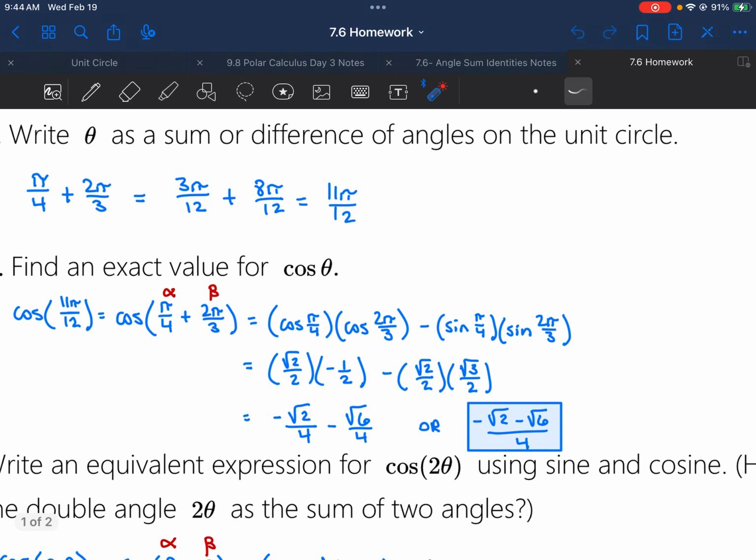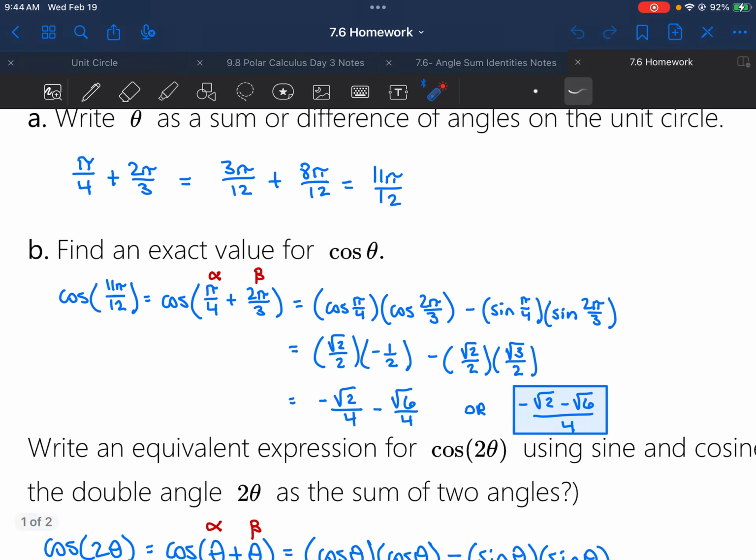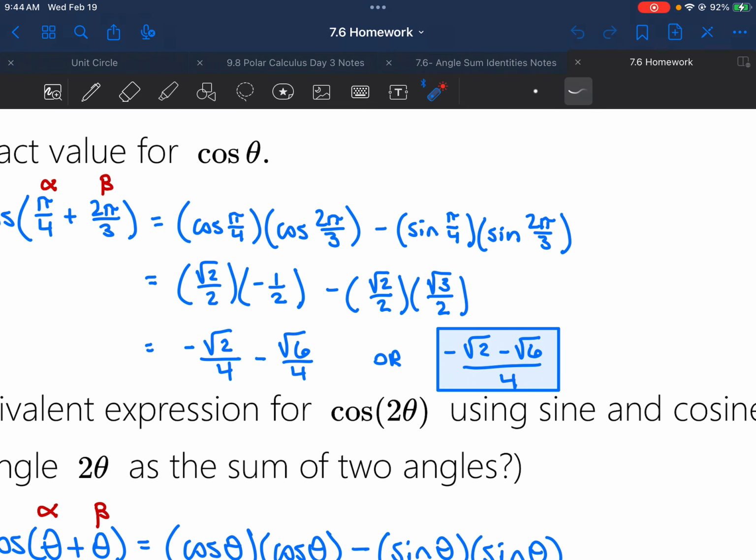And then we simply follow cosine's addition formula. Remember, cosine is the one you have to pay attention to. If you're doing cosine addition, you're actually going to have a subtraction sign in the middle. So cosine, those signs get switched. Sine, they stay the same. Cosine, they get switched. And here's what you end up getting.